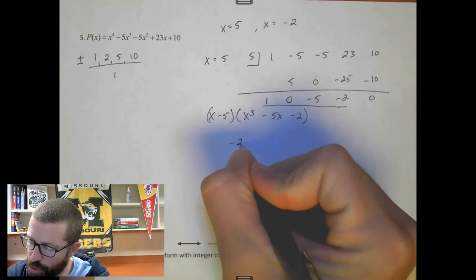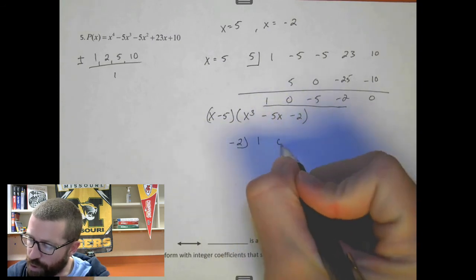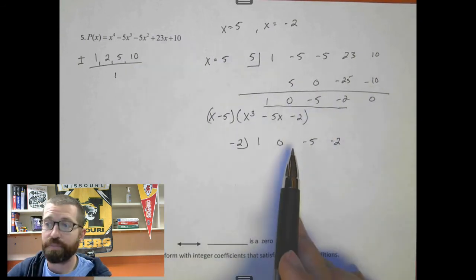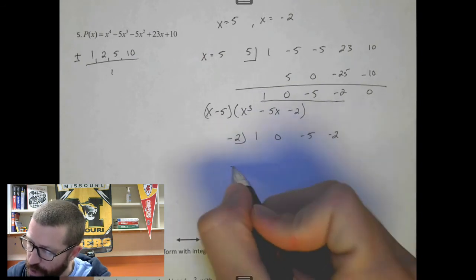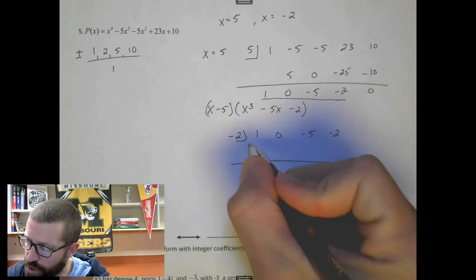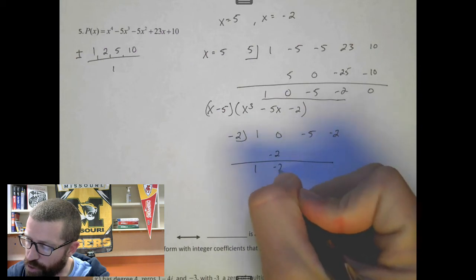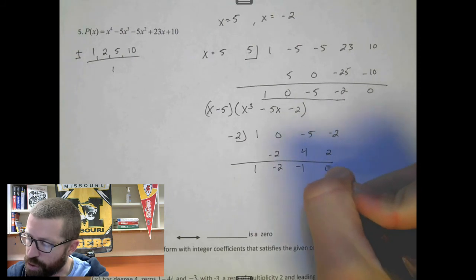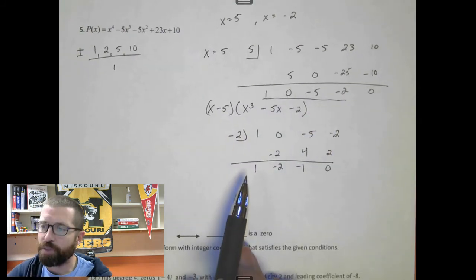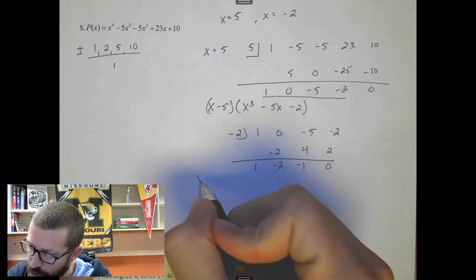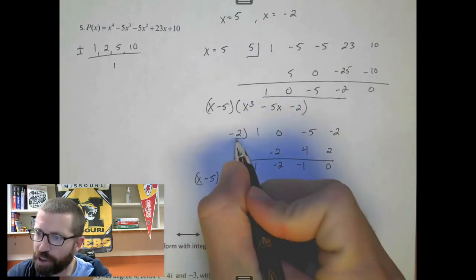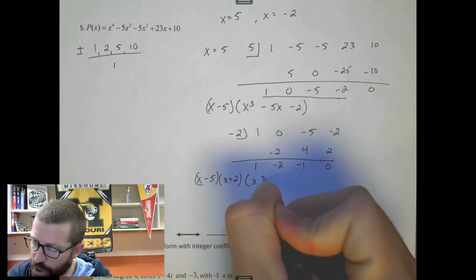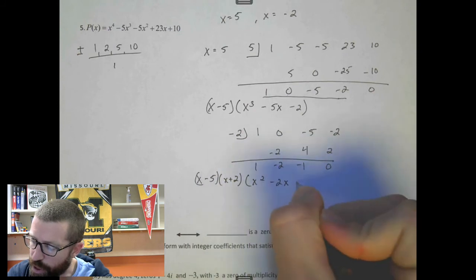So we have -2, and then 1, 0, -5, -2. Be sure you don't start from the beginning. You're going to divide what's left. So then this gives you 1, -2, -1, and 2. And so now look at what you have. You have your x minus 5 still. This gives you x plus 2 for a factor. And then you have x squared minus 2x minus 1.